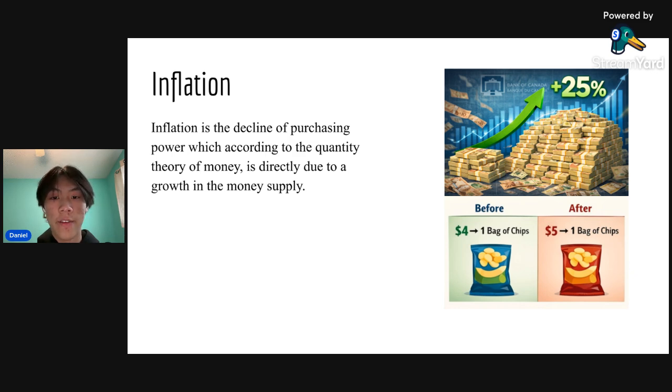Well, not quite. That same bag of chips now costs $5 as well, meaning you now pay more for the same product and amount of it. In other words, inflation has occurred due to an increase in the supply of money. This illustrates the quantity theory of money and how money supply and inflation are connected.